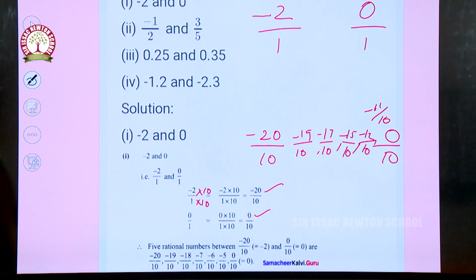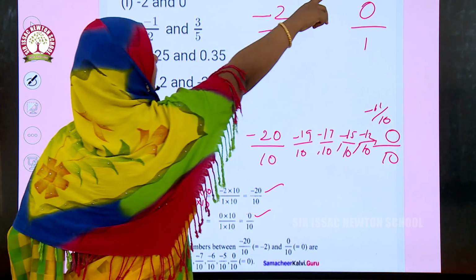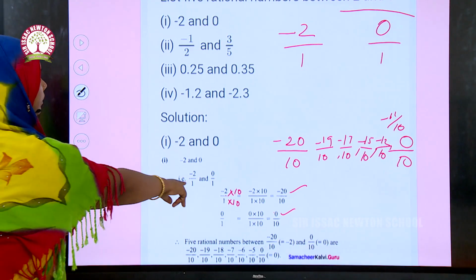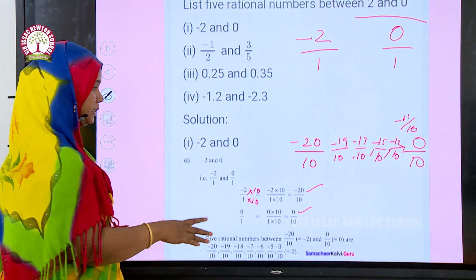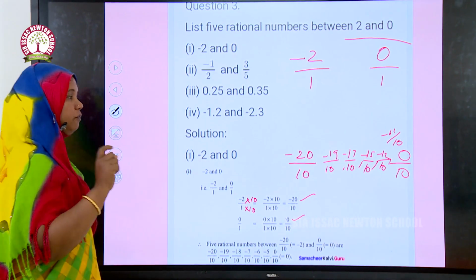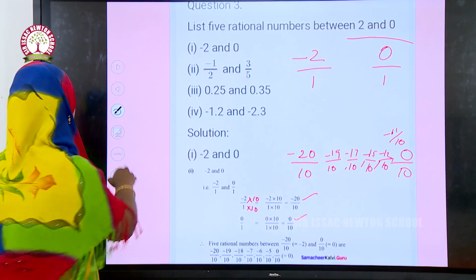Can you all understand? The steps are: write minus 2 and 0 as rational numbers, then make the denominators the same, take the numerator values and find the numbers in between.